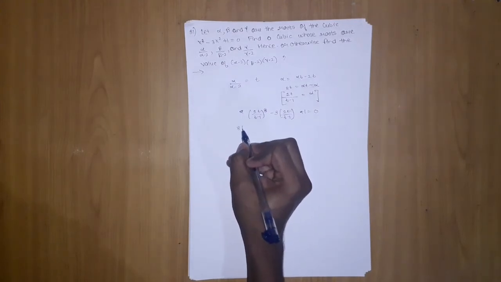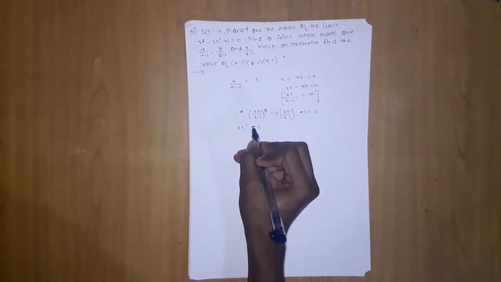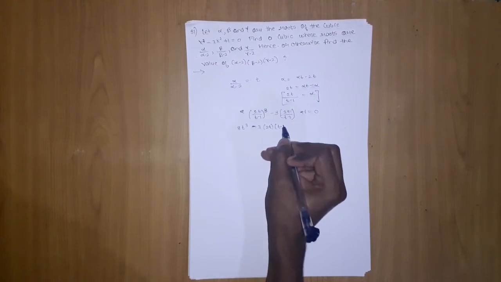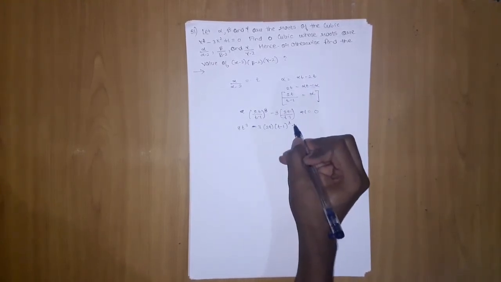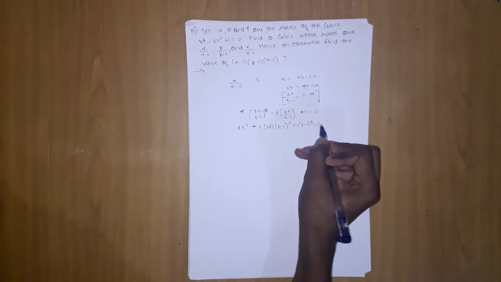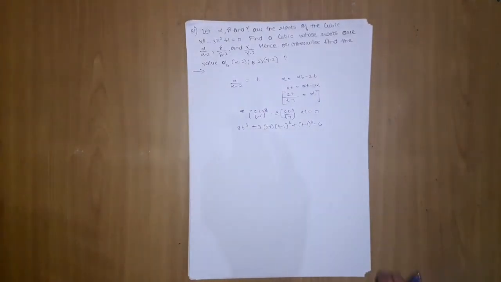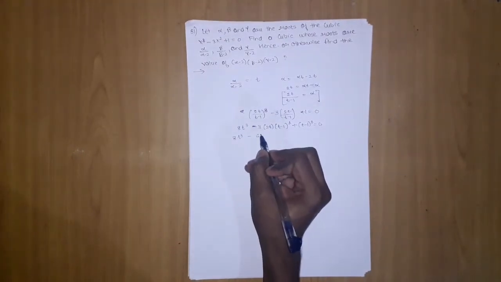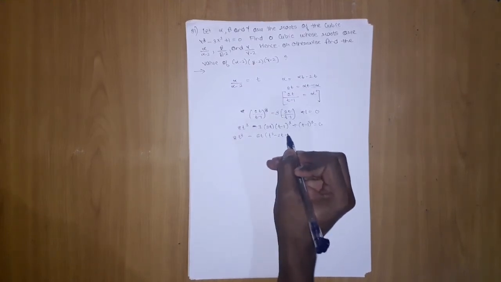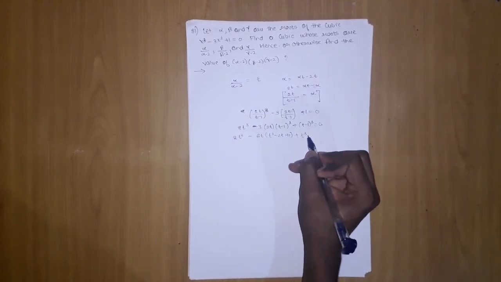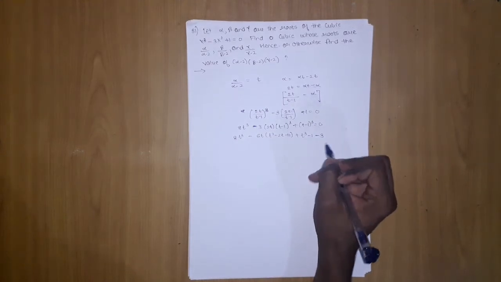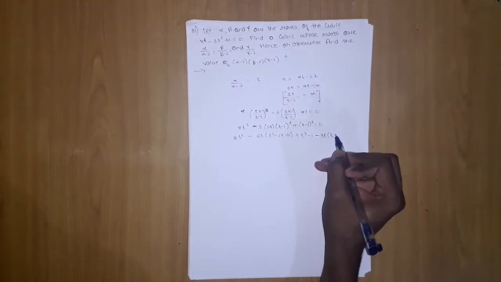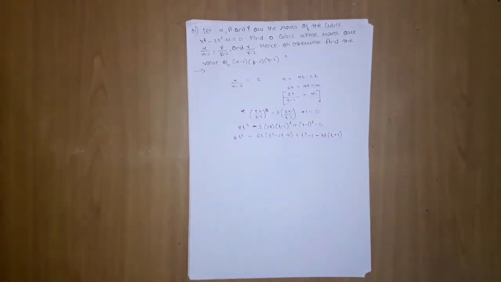It will become 2t cube minus 3 into 2t into t minus 1 the whole square plus t minus 1 the whole cube. I have multiplied throughout by t minus 1 cube. So I am left with 8t cube minus 6t into t square minus 2t plus 1, plus t cube minus 1, minus 3t into t plus 1. Now how can we proceed further?